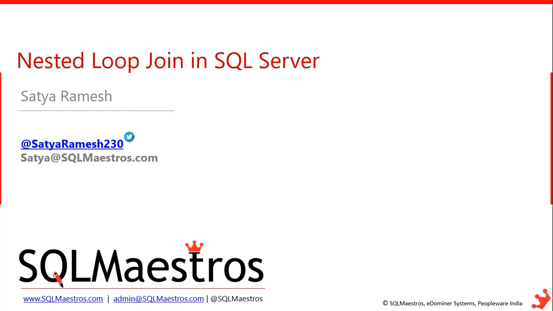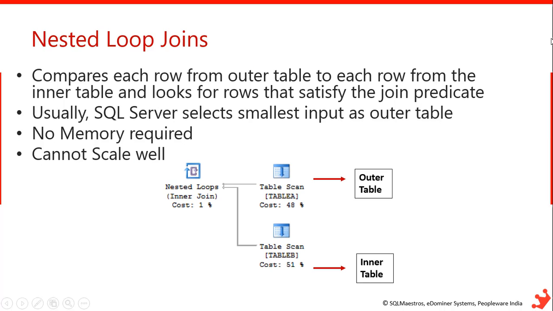Let's see a few more facts about nested loop join. How does it perform? If you observe this execution plan below, this is the nested loop join operator icon. We have one input and a second input. The upper input is called the outer table and the lower input is called the inner table. Whenever SQL Server has to join two physical data sets and decides to use the nested loop algorithm, this is how it happens.